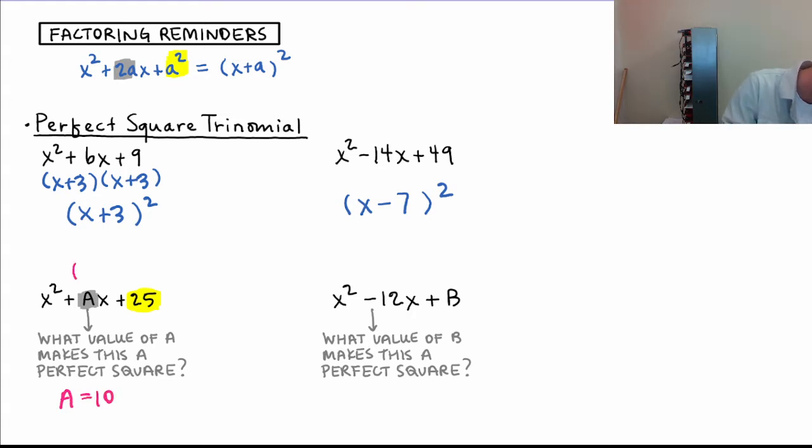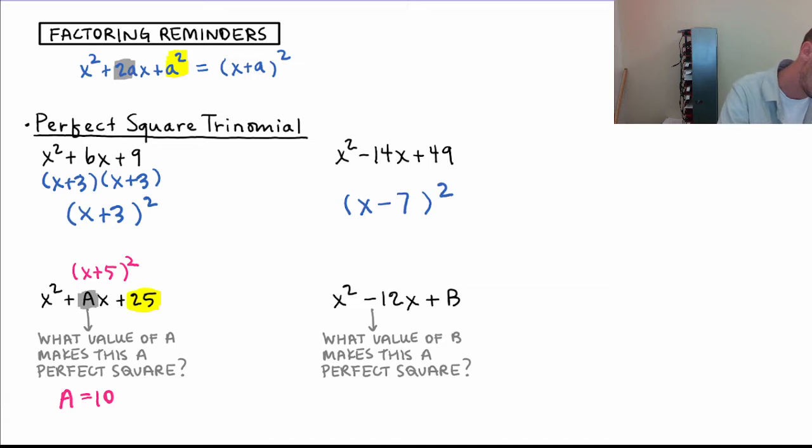Because then it would be x plus 5 times x plus 5, and I'd have an x squared and a 25, but then when I did the outside and the inside, I'd have also 10 x's. Okay, now this last one, this is really where we're heading. What value of b would make this a perfect square? That's the question we're going to continually ask ourselves in this lesson.